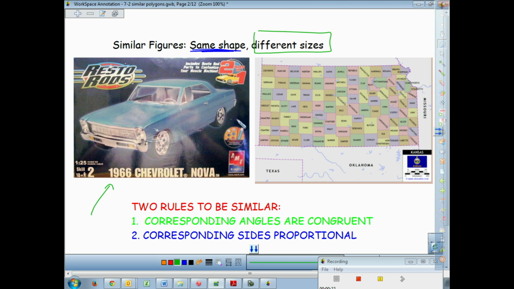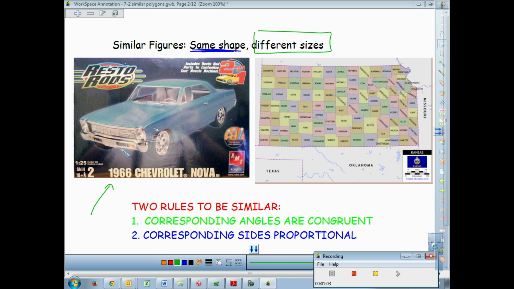These guys are similar to each other. There are two rules to be similar: all the corresponding angles have to be congruent to each other, and all the corresponding sides have to be proportional. Here's an even better example of similar figures.